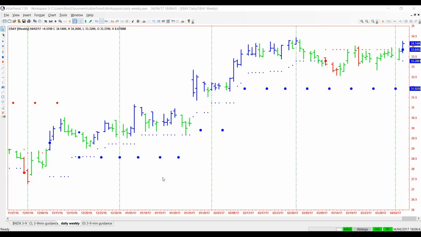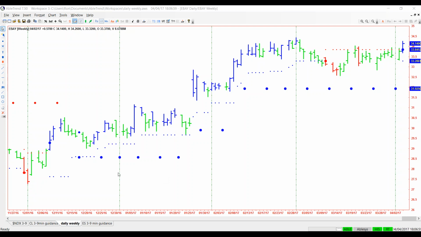Everybody around the world uses AbleTrend for different markets, different countries, different time frames. It's all price-based, so the software doesn't care what it's the price of, or if it's every 3 minutes you're getting a new price or every hour. It's meaningless to the indicator.